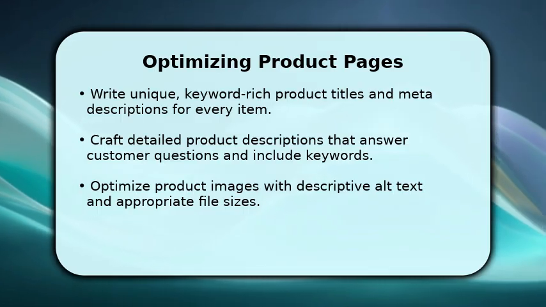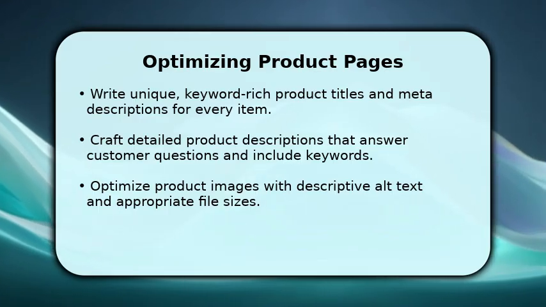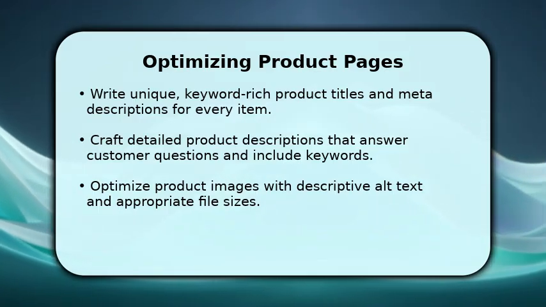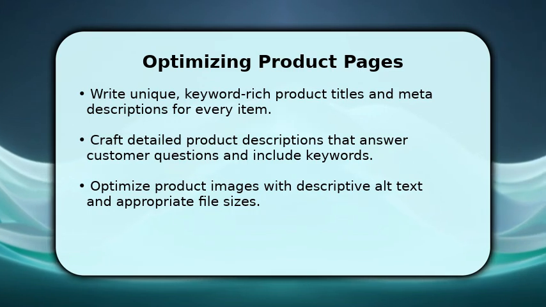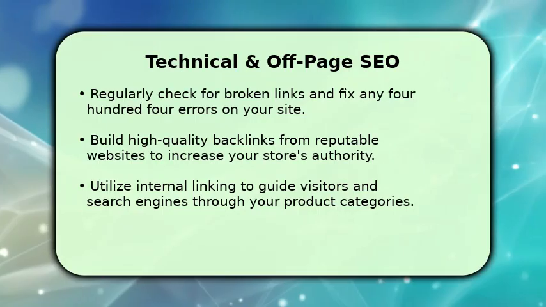Don't forget image optimization. Use descriptive alt text for every product image, helping search engines understand your visuals and improving accessibility. Beyond on-page elements, technical and off-page SEO are crucial.